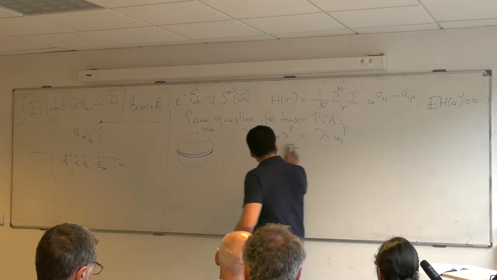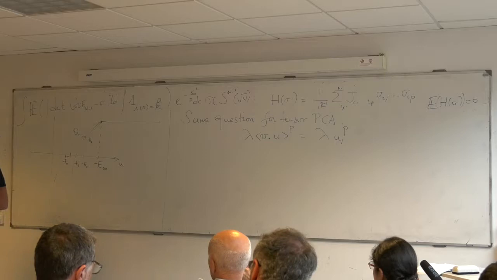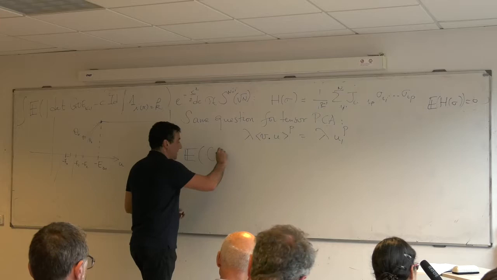So I will first explain the annealed complexity. The lambda is lambda 1, so we want to do the same thing. Expectation of, let's say, Crit. So we're a bit lazy in this.